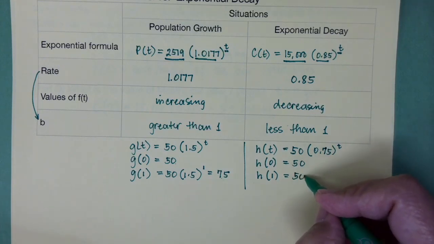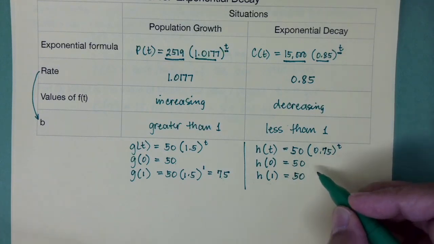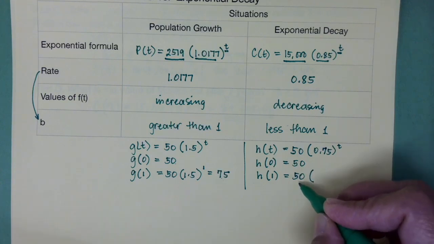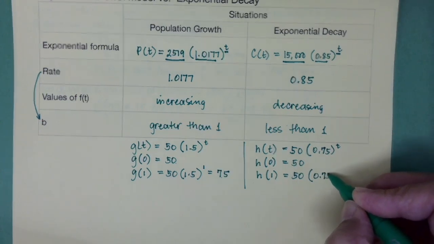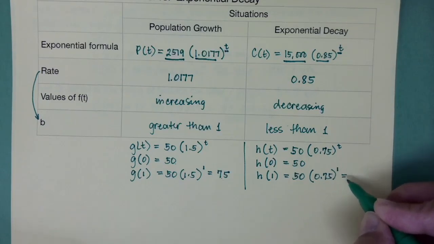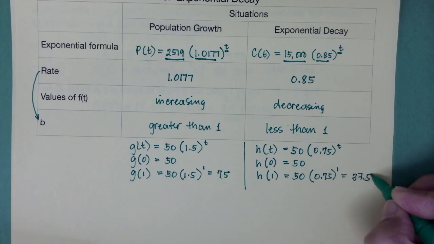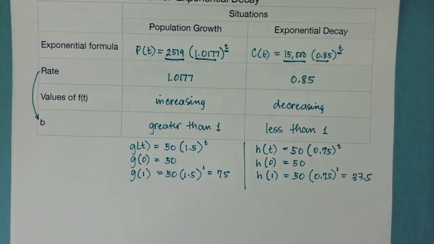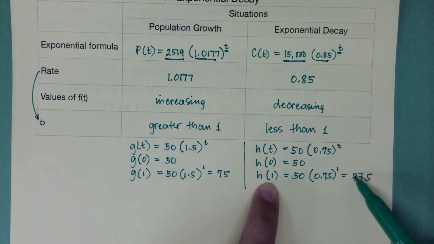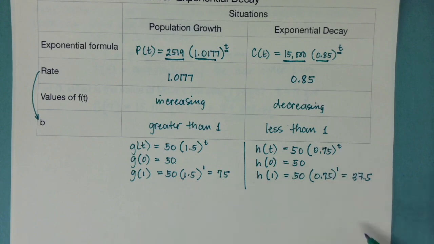And what's the value of h of 1? That's 50 times 75 hundredths raised to the power 1, and that will give us about 37.5, whatever the unit is. So you see that there is a decrease in amount from 50 to 37.5. As you increase the value of t, the value of the function will also decrease. So that's why it's going to be a decay.